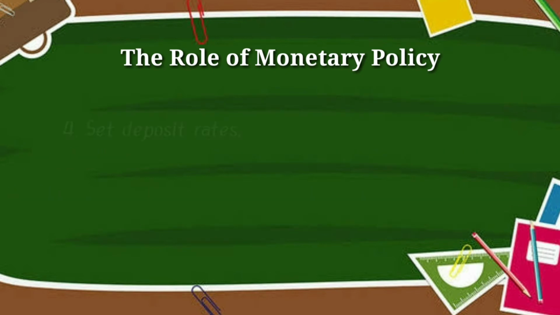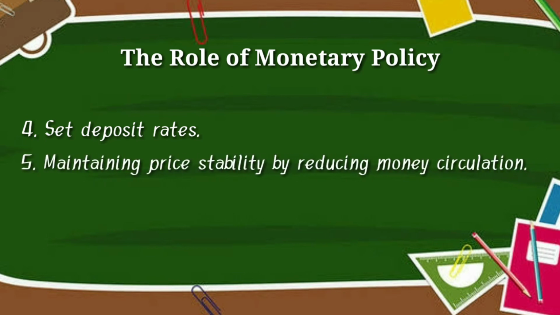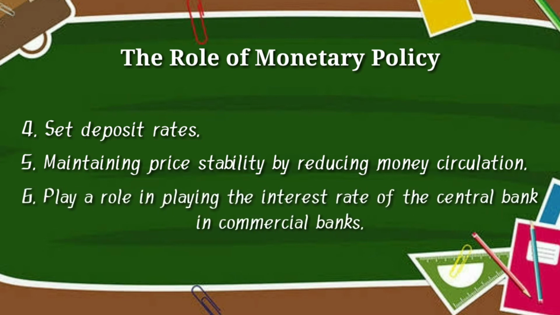Set deposit rates so that if the government wants to increase money circulation, deposit rates must be raised. Conversely, if the government wants to reduce money circulation, deposit rates must also be reduced. Maintaining price stability by reducing money circulation. And the last, play a role in playing the interest rate of the central bank in commercial banks.